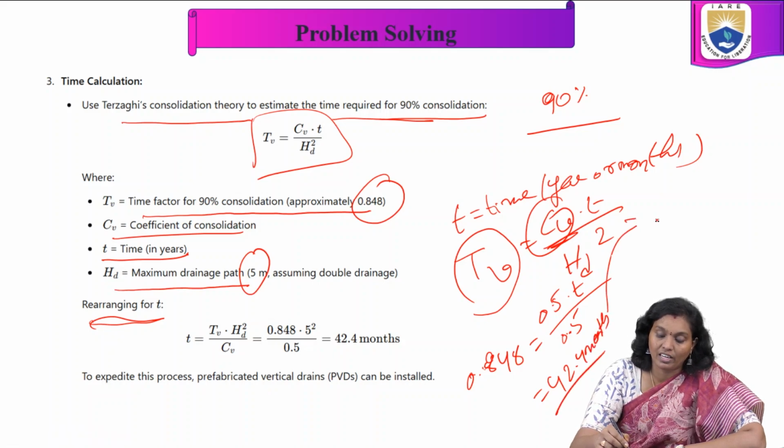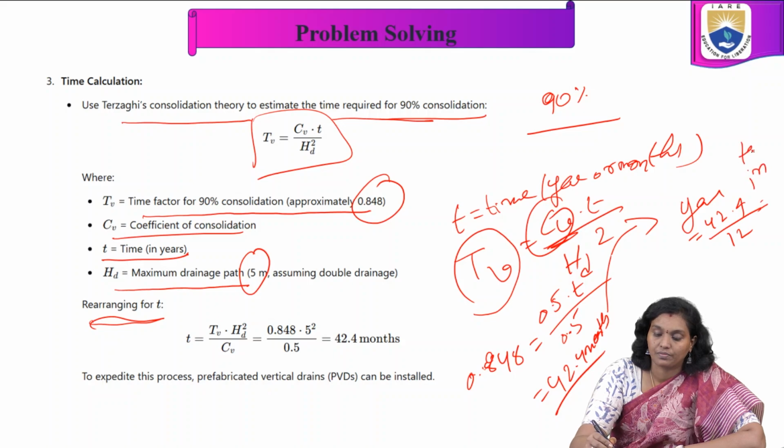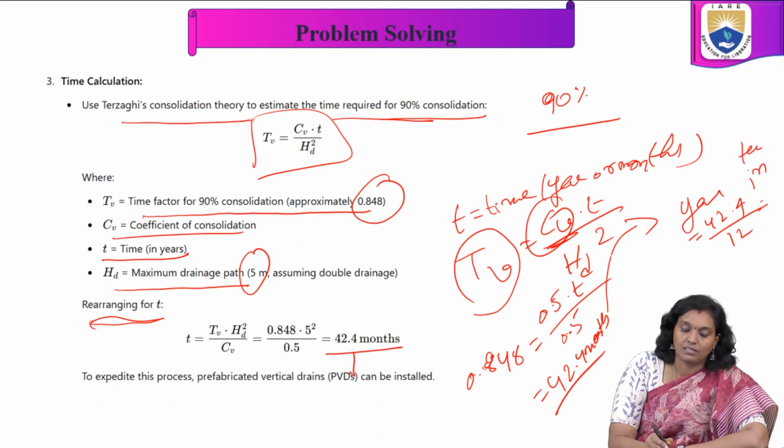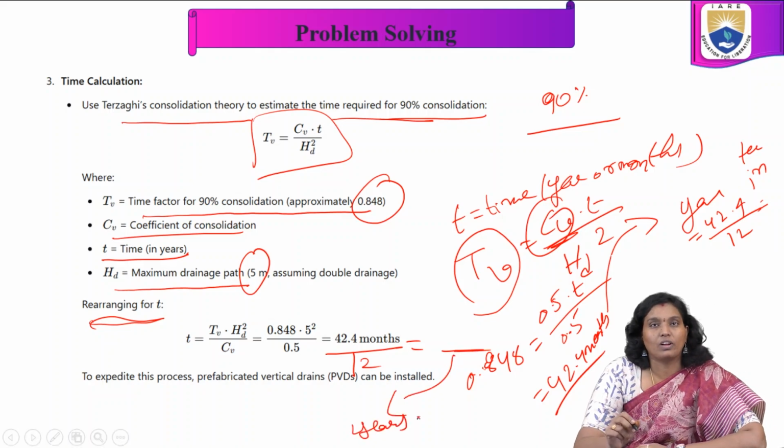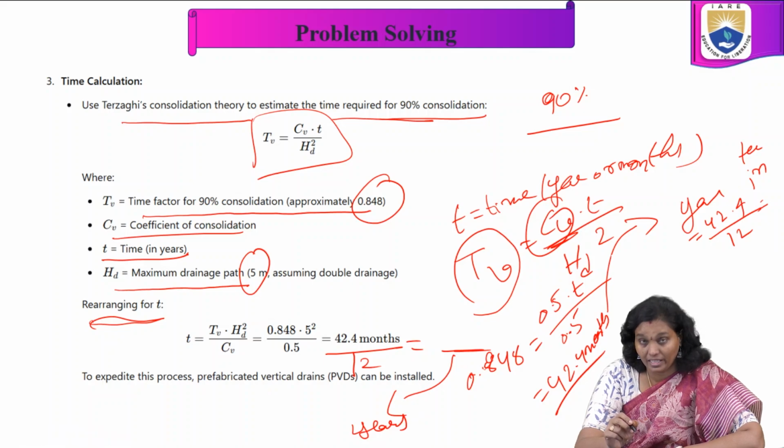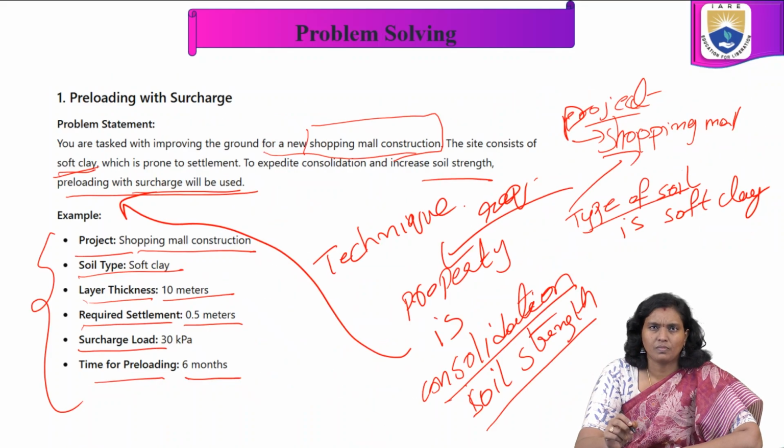We are going to convert it in terms of years also, that is 42.4 divided by 12, which gives the answer in terms of years. So like this we are going to calculate the time calculations.